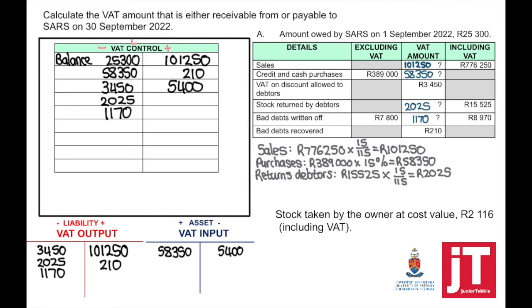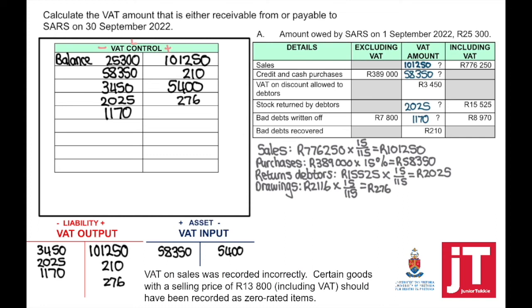Stock taken by the owner at cost value 2,116, including VAT. Here we've got a calculation again. They provided the amount including VAT. This means to find the VAT amount, we need to say times 15 divided by 115. Now, if the stock is taken by the owner for personal use, it means that VAT output will be credited. If my VAT output is credited, it means that the VAT control account will be credited.